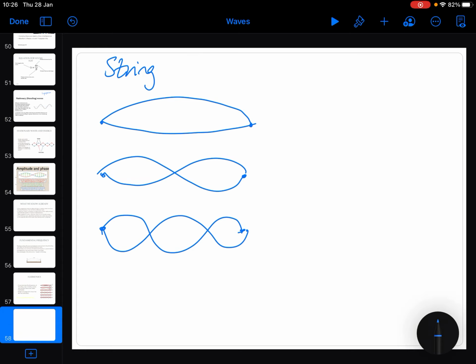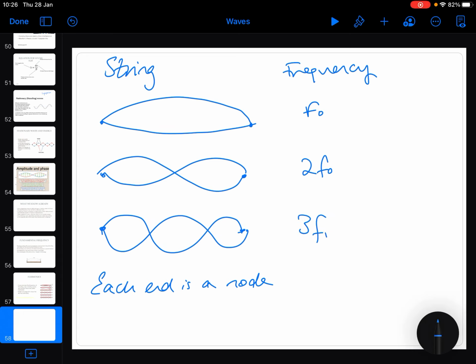So the key bit here is each end is a node. Now in terms of frequency, this one is f0. This one is 2f0. And you can see if you double the frequency, you'll end up with that nice stationary wave pattern. And this one is 3f0. Lovely. Now let's look at the wavelength, and more importantly, the wavelength in comparison to the length of the string.